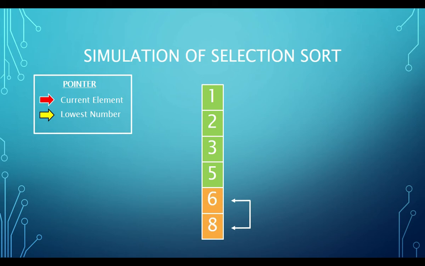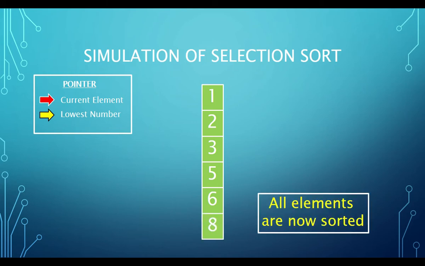Six becomes 8, and 8 becomes 6. And we will mark 6 as sorted. And then we will mark 8 as the lowest number. And since this is the last element, we can consider this as sorted. And now, all elements are now sorted.